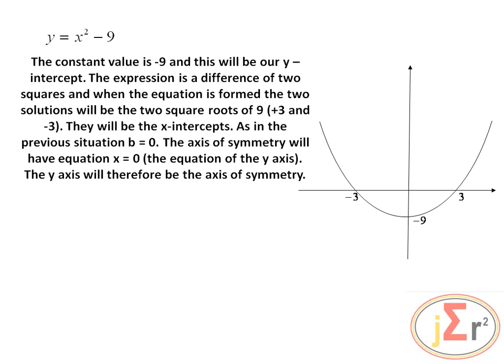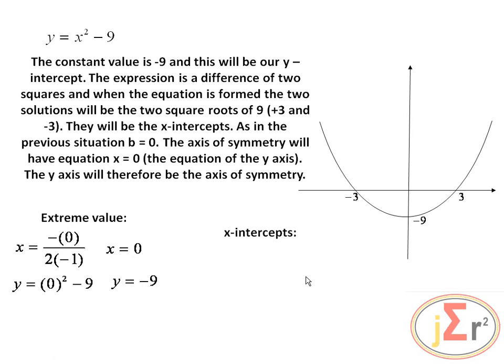As in the previous situation, b is equal to 0. The axis of symmetry will have equation x is equal to 0, which of course is the equation of the y-axis. The y-axis will therefore be the axis of symmetry. The extreme value, we put the value of b there, and what do we notice? X is equal to 0, and that is the equation of the y-axis, and y is equal to 0 squared minus 9, so y is equal to -9. So the extreme point will be 0, -9.